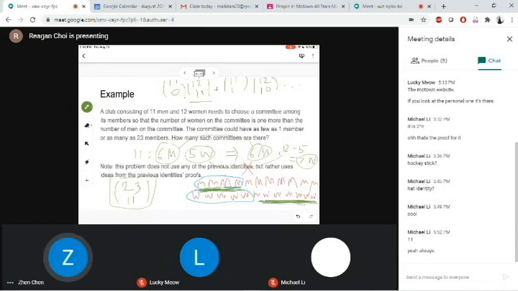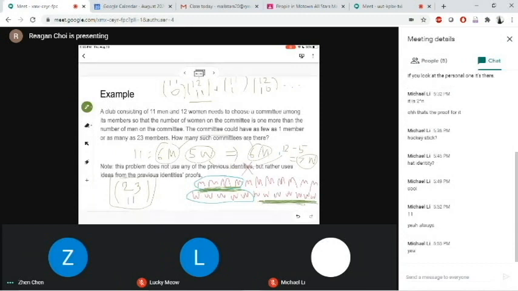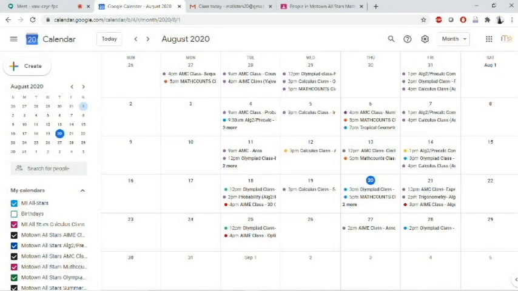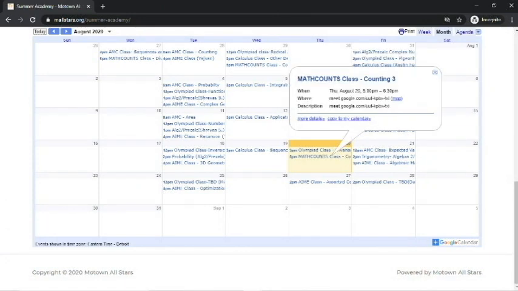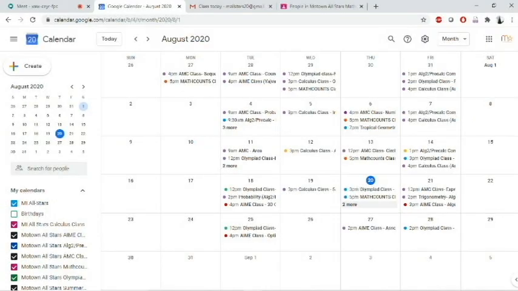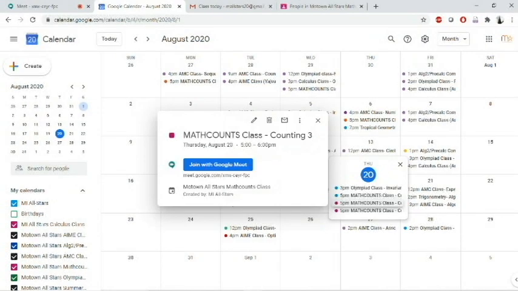Anyway, we're almost getting to the normal ending point. Also, no one actually arrived for some reason. Also, did the thing show up in the calendar? It did. What? I don't know what's going on. I don't know. Oh, it's because it's not in Summer Academy, maybe? That could be a reason.